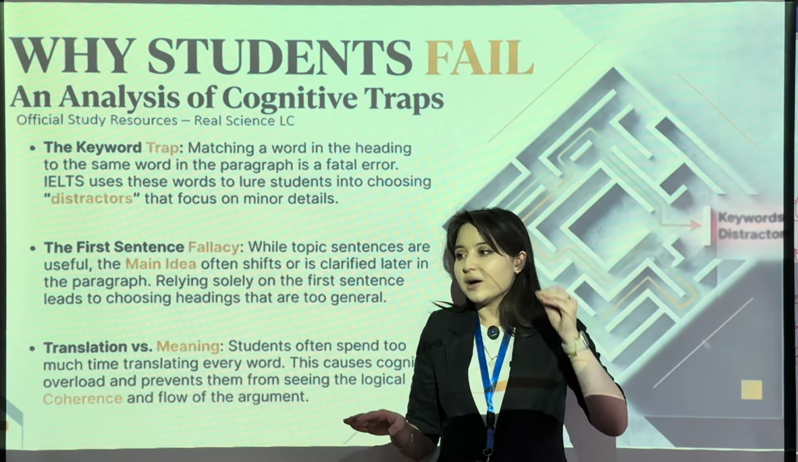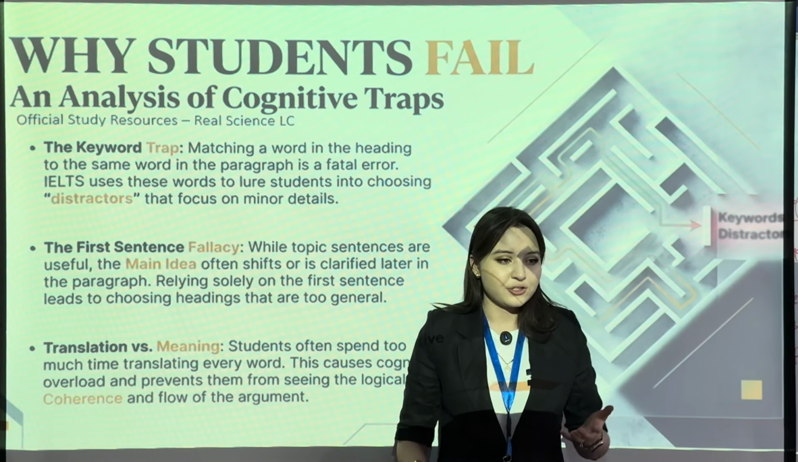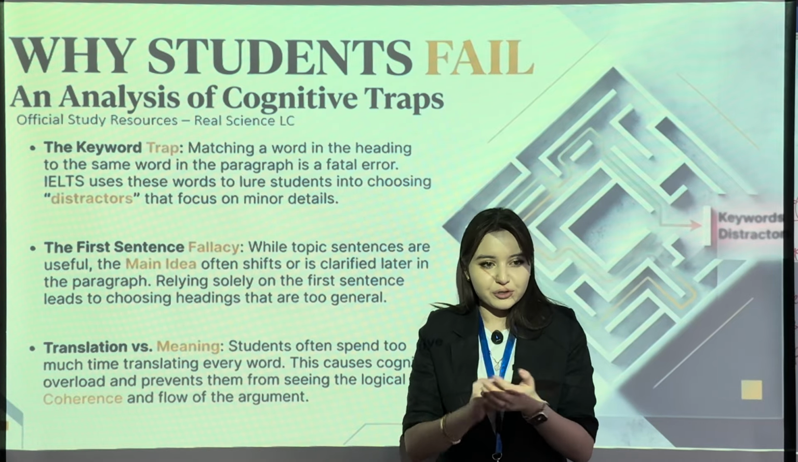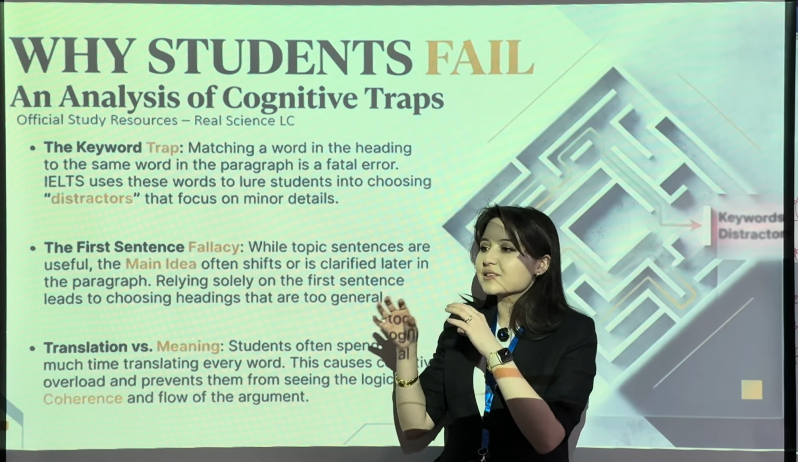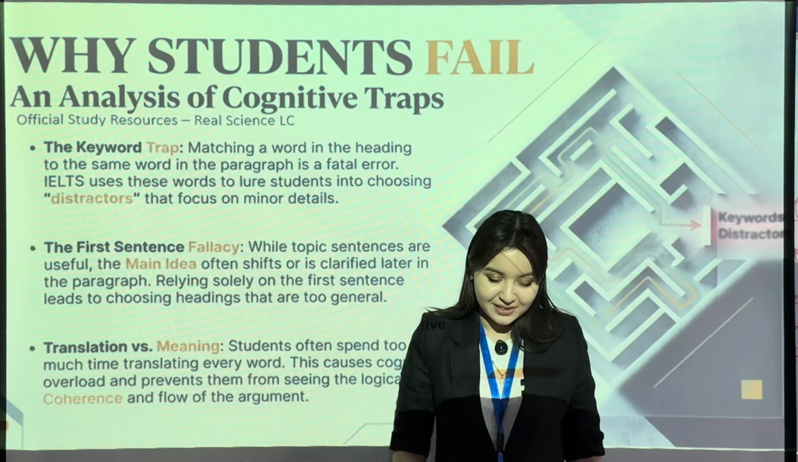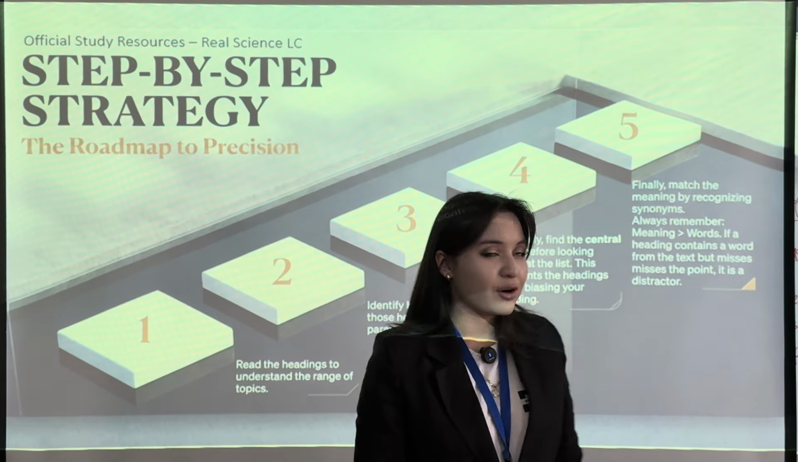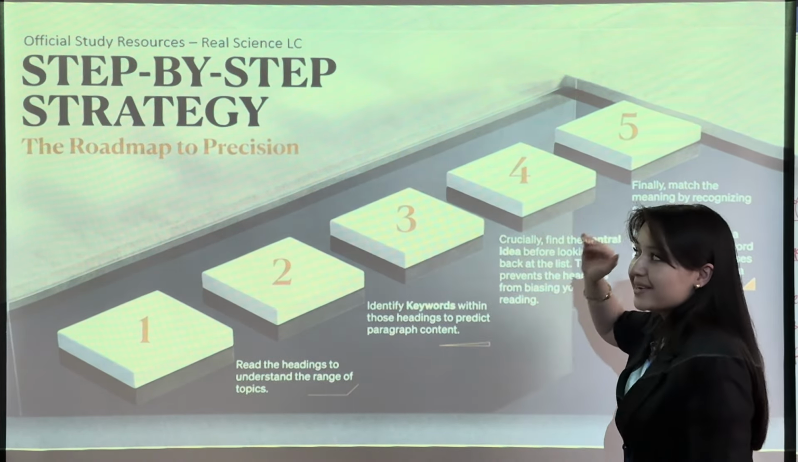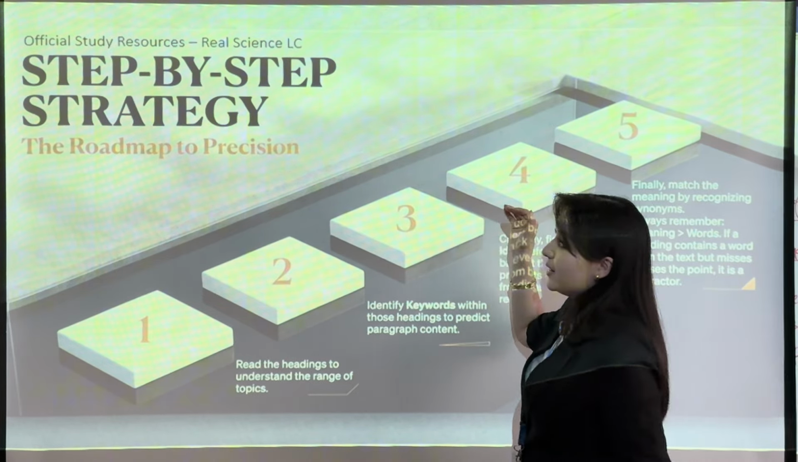That is why you have to learn to think in English, not about translating every single word. So, for example, чтобы как puzzle собирать meaning, да? No. You have to understand the meaning in English itself, okay? So our next slide is going to be step-by-step strategy, a roadmap to precision.